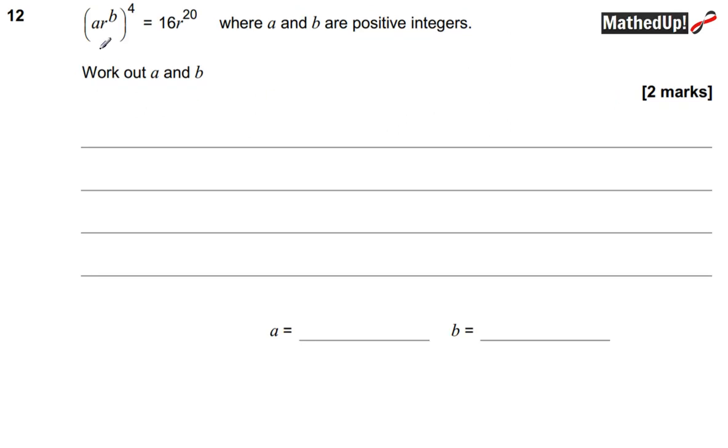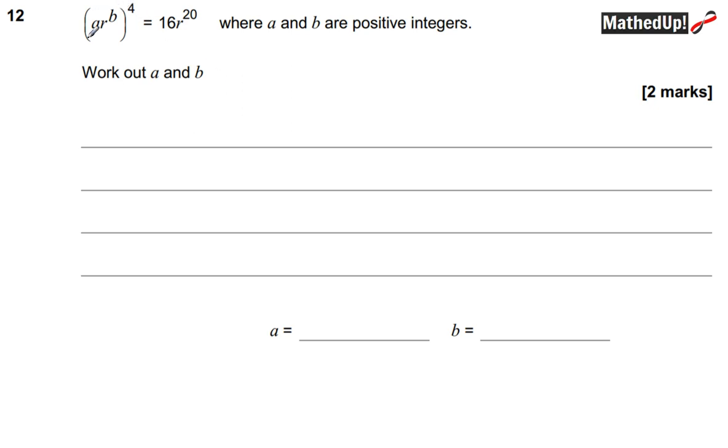Question 12. A r to the power of b, all to the power of 4, is equal to 16r to the power of 20, where a and b are positive integers. We need to work out a and b.